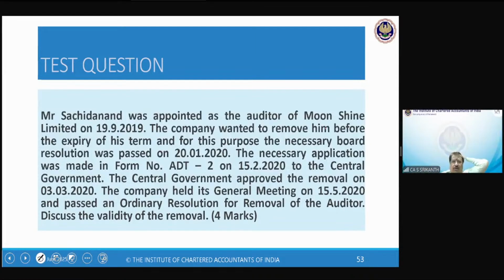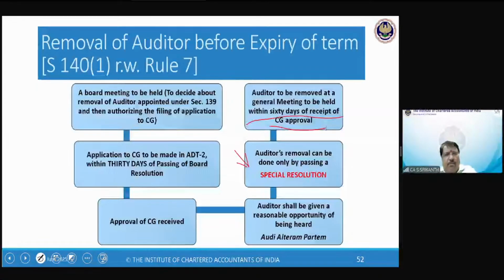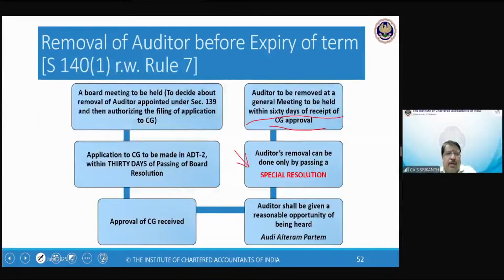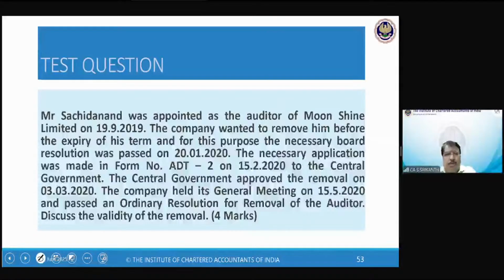The company wanted to remove him before the expiry of his term. For this purpose, the necessary board resolution was passed on 21/1/2020. The application should be made within 30 days. So the necessary application was made in Form ADT-2 on 15/2. Not bad, well within 30 days.